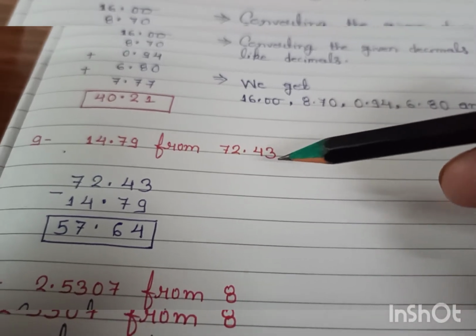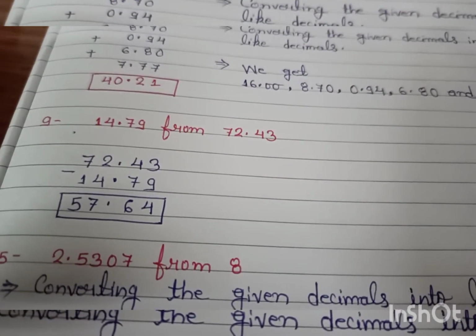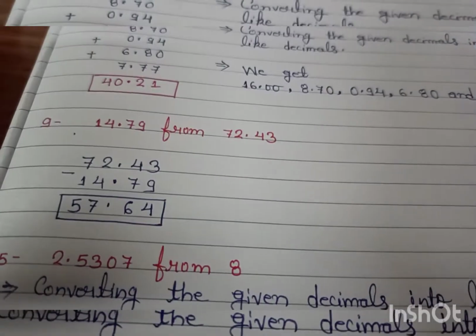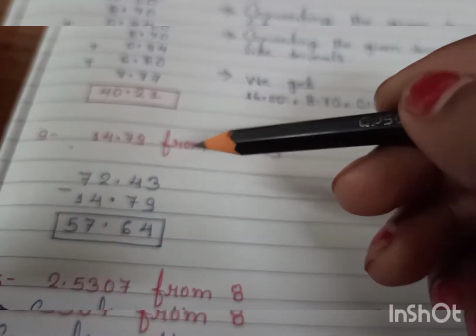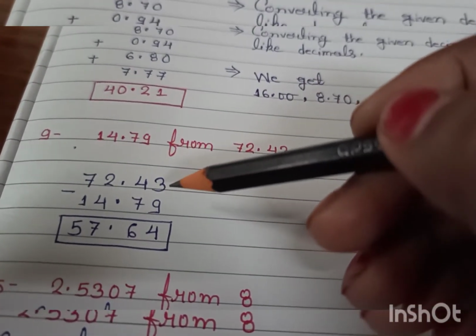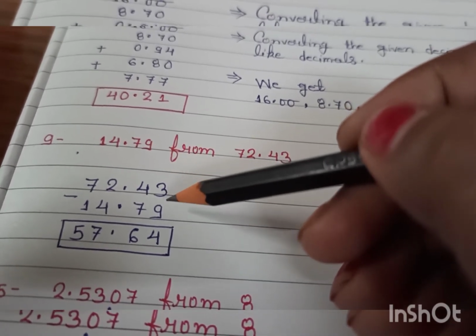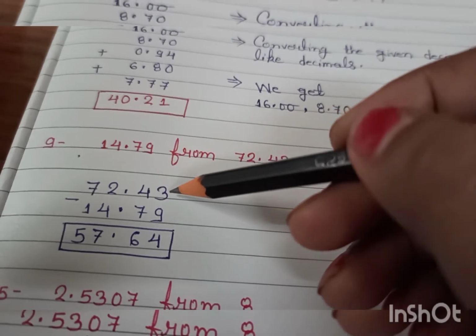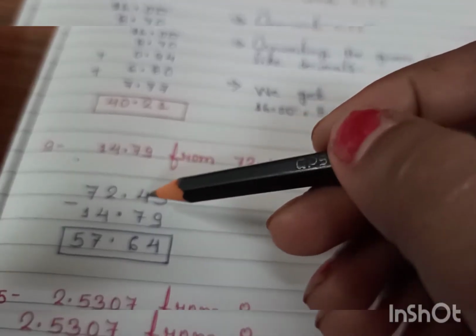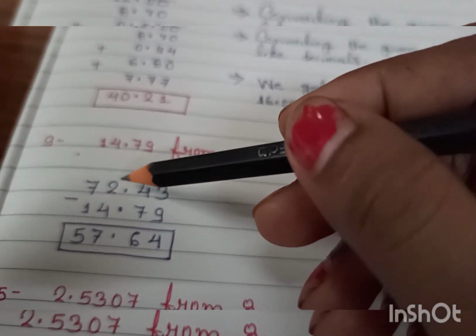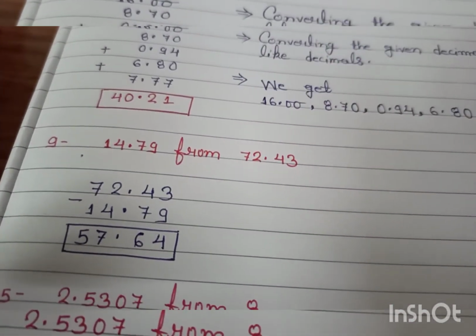From 72.43. These two numbers are already in like decimal form, so no need to convert. And from means the number after "from" we write on the upper side, and the number before "from" we write below. Then simple subtraction. This is a carry subtraction, because 3 is not able to subtract 9, so we take a carry. 13 minus 9 is 4. Then again 13, it will take a carry from there, and simple subtractions, nothing major.